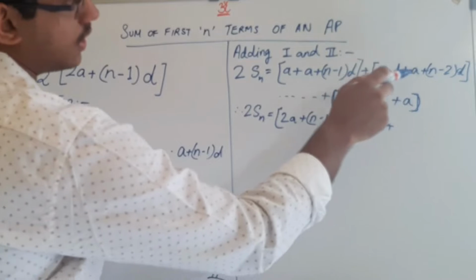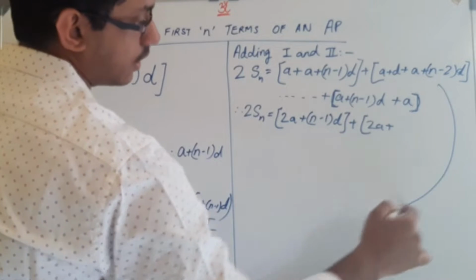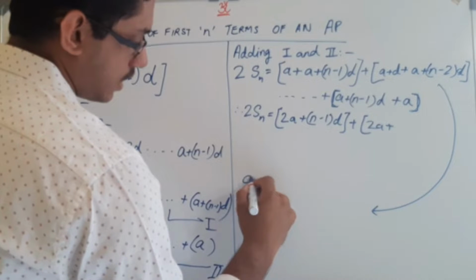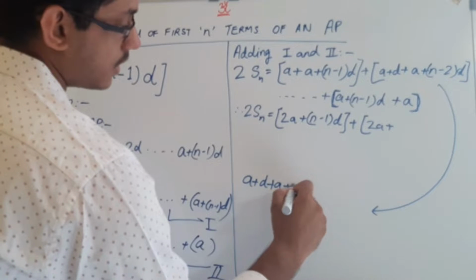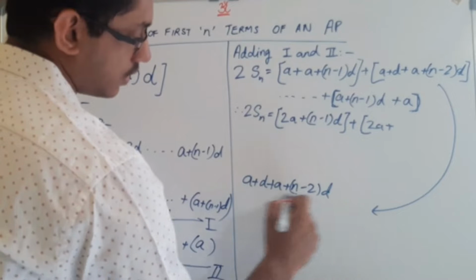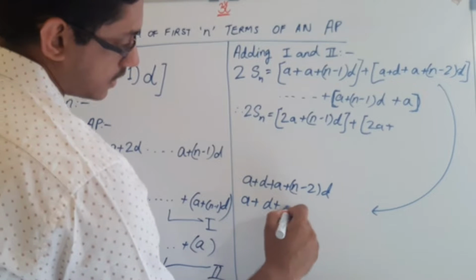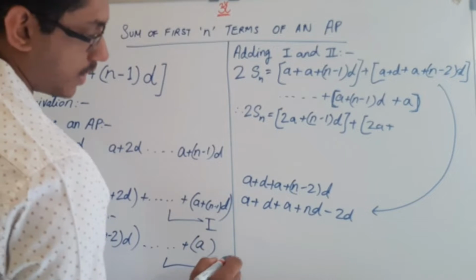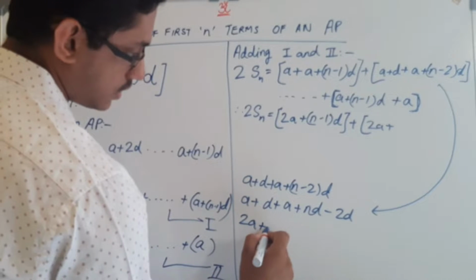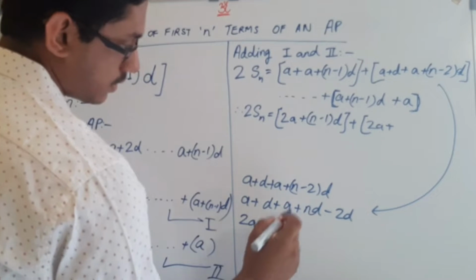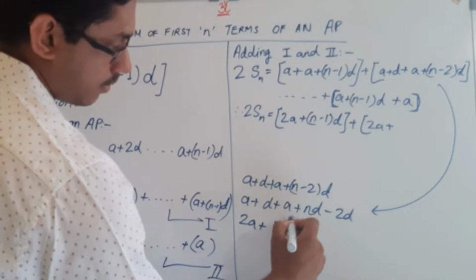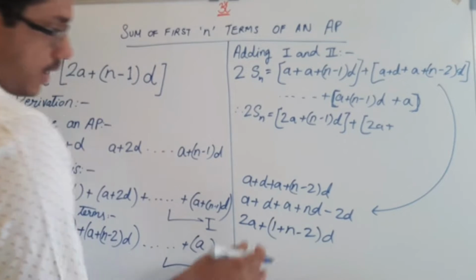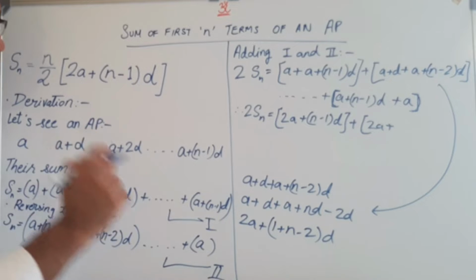Now see, I will simplify this one here. Okay, just in rough I will show you how it is being done. A plus d plus A plus n minus 2d. So A plus d plus A plus nd minus 2d. Correct, I opened the bracket. So 2A plus 1 plus n minus 2 whole bracket d. A plus A I took out, 2A it became.